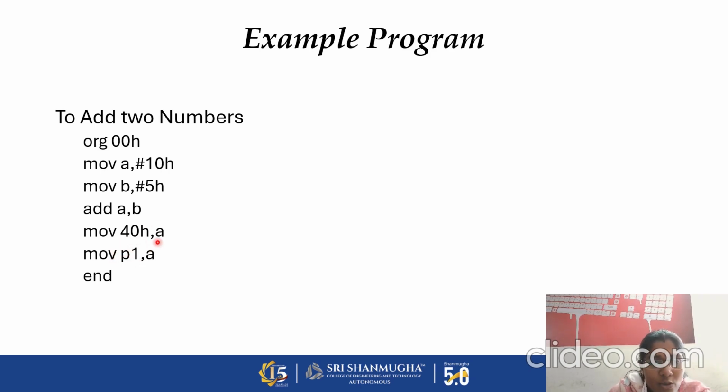Why am I moving this value to these locations? Because we can see the values visibly in these locations, in these ports. So for that purpose, I'm moving those values to this memory location and to this port.